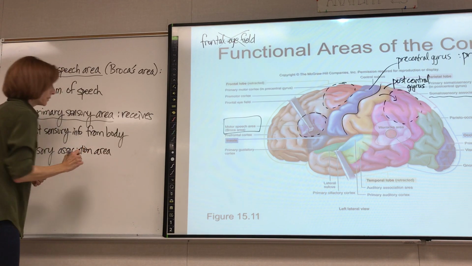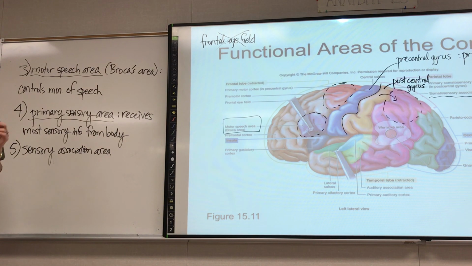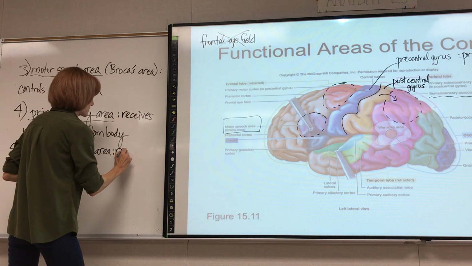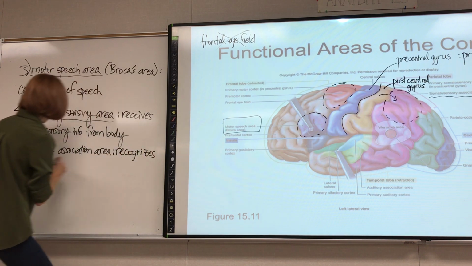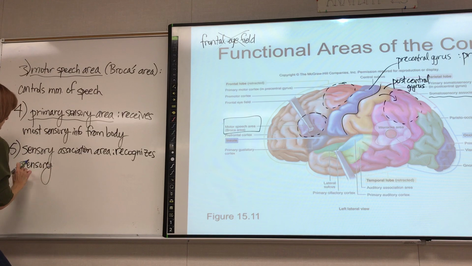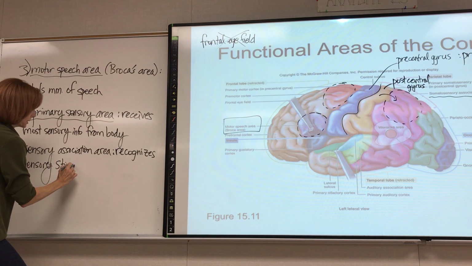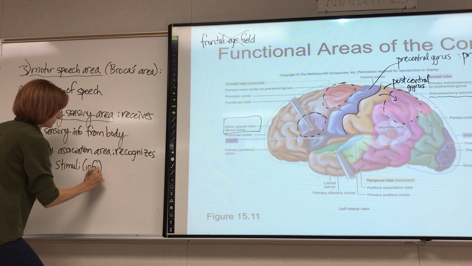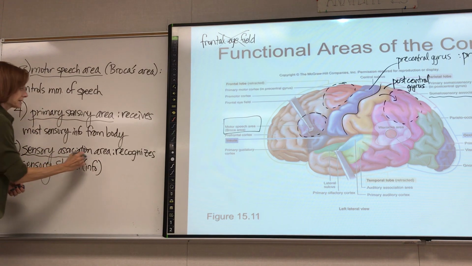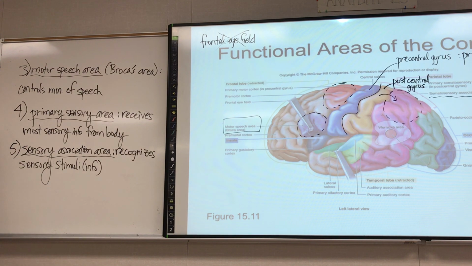Because this stores memories of all of our sensory experiences, this is the area that recognizes what's happening. Okay, so it recognizes sensory stimuli or input or information, whatever you want to call it. It recognizes what you're feeling or touching, the different kinds of sensations that we experience. When you hold an object with your eyes closed, you know what it is because this area stores a memory of what it feels like.